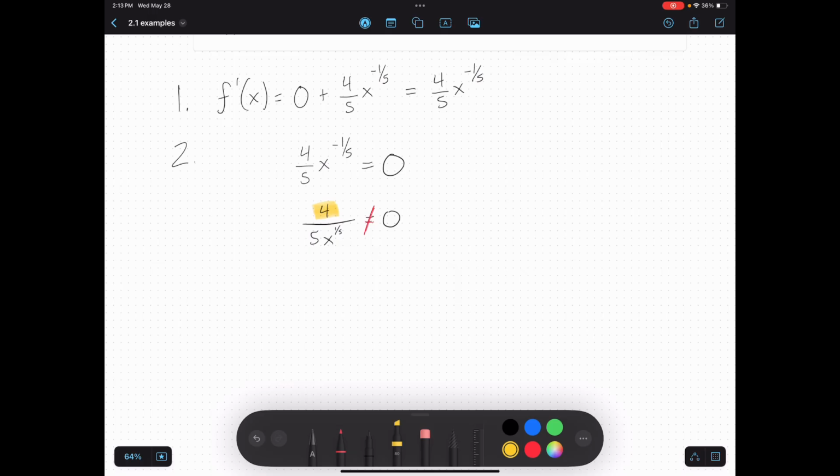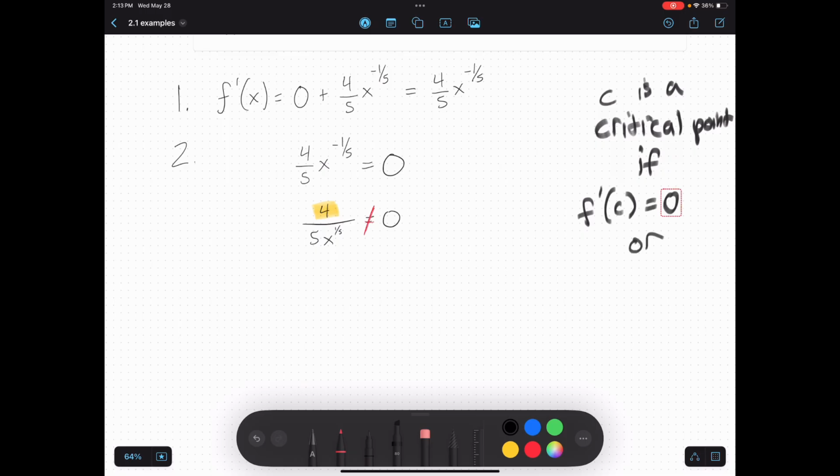So does that mean that this function has no critical points? Well, we also have to remember that c is a critical point if the derivative is equal to 0, or what's my other possibility?